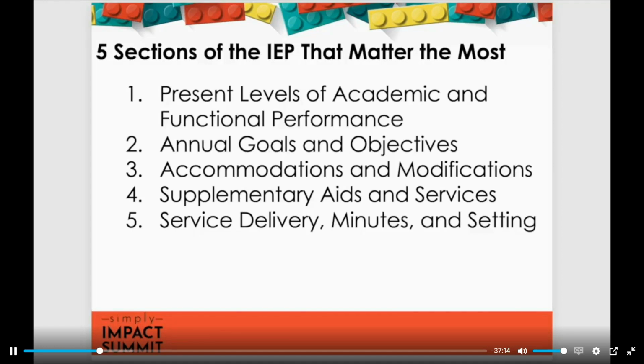So you want to look for the present levels of academic and functional performance. You might hear this called the PLAP, the PLOP, the PLEP, the present levels, the present ed levels. It has a lot of different names, but pretty much this is where all of the data is. You want to look for the annual goals and objectives, the accommodations and modifications, supplementary aids and services, the service delivery minutes, and the setting. Let me take you on a wild ride to show you where to find all of these things.